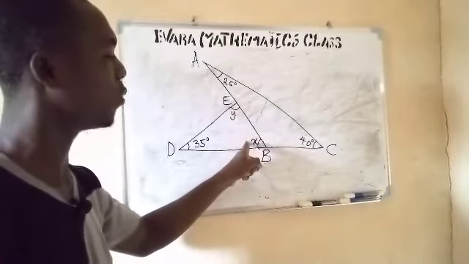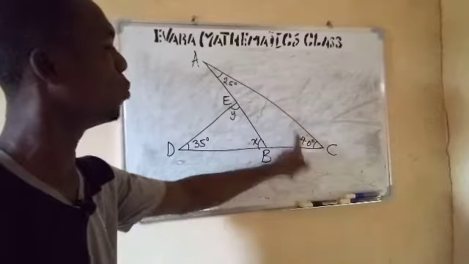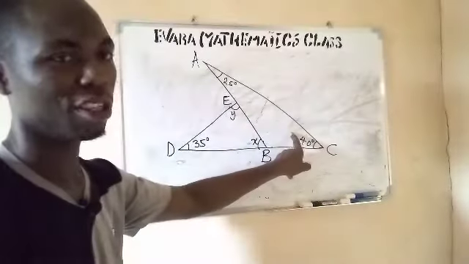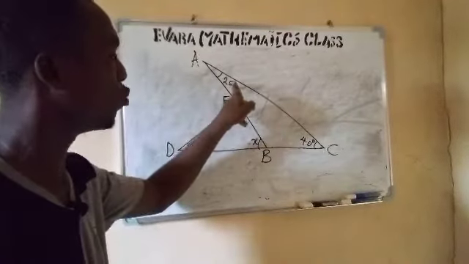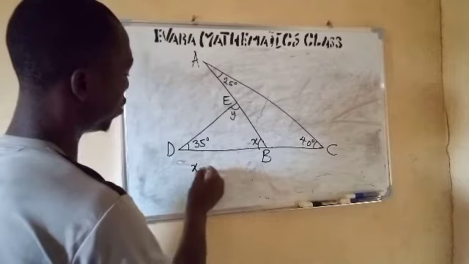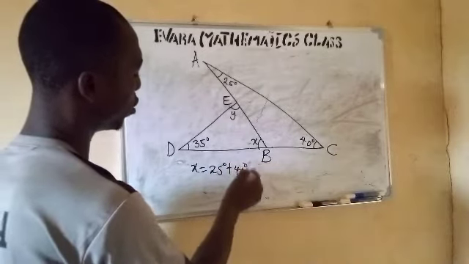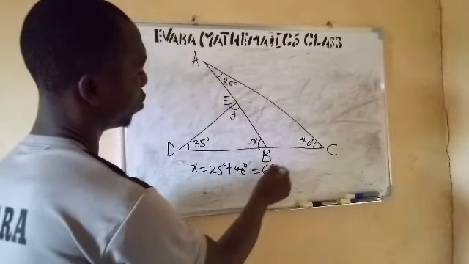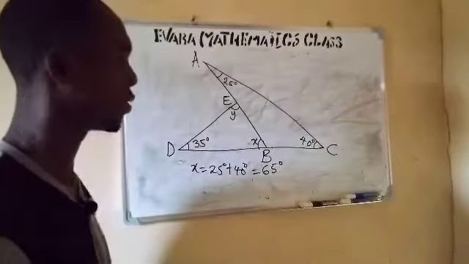An exterior angle of any triangle is equal to the sum of the two opposite interior angles. So which means this X now is the same thing as the sum of 25 and 40. So our X is equal to 25 degrees plus 40 degrees, which is what? 65 degrees. That is the value of X.